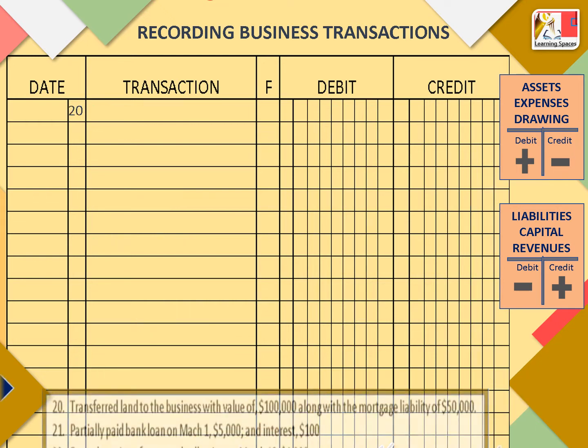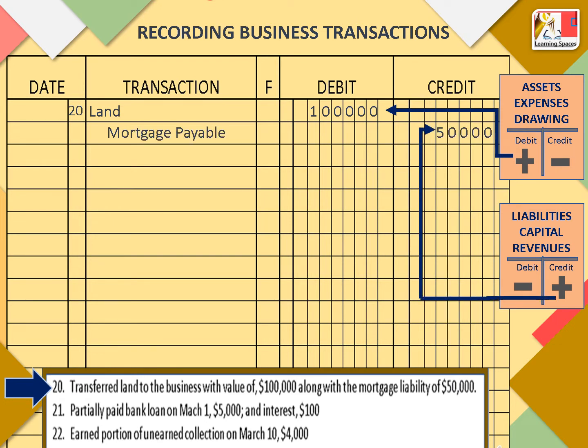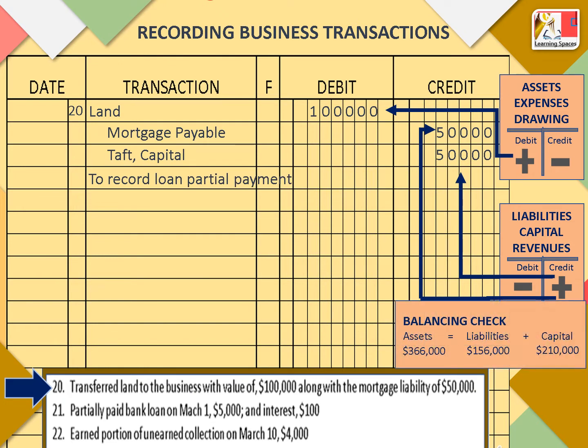Looking now at the March 20 transaction, wherein an additional investment is made by Mr. Taft on that date. A land he owned, and is valued at $100,000, is invested by him into his business. The asset account land is increased by that amount, which shall be plotted on the debit side. As per the information on that date, the entire amount of $100,000 will not be credited as Taft capital, because incidentally, the mortgage liability on the land, which amounts to $50,000, is also being transferred by Mr. Taft into his business. In this scenario, we should now credit both mortgage payable by $50,000 and Taft capital for the remaining $50,000.